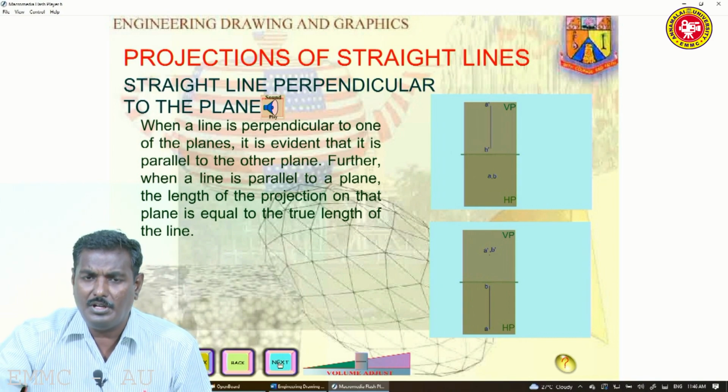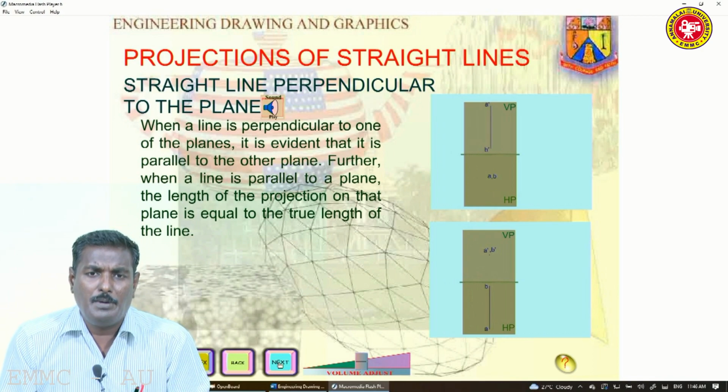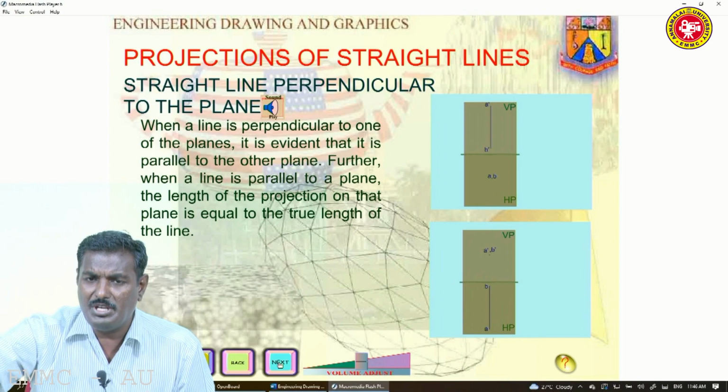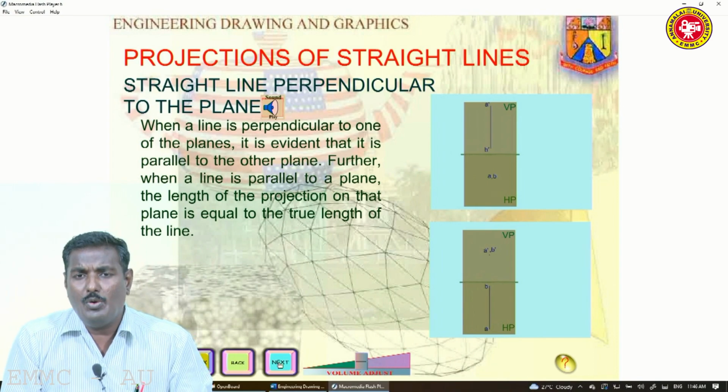Similarly, if you place a line perpendicular to the vertical plane, how does it represent? This animation shows you clearly how it is to be represented.